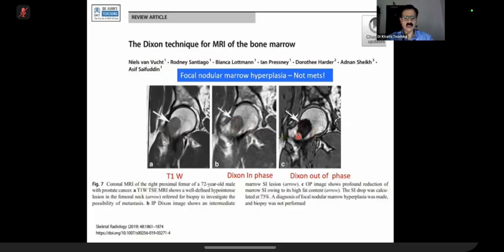This is an in phase, this is out of phase. Now, out of phase means it is blacker or darker as compared to in phase. What does it tell you? It tells you that it has got a fatty component, just like an adrenal adenoma or a fatty liver, the same principle is applied there. When there is fatty marrow inside, it means it's normal, and it was a focal nodular marrow hyperplasia. So just wanted to introduce you to the Dixon technique.